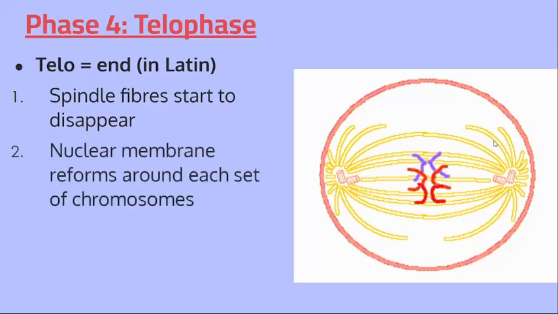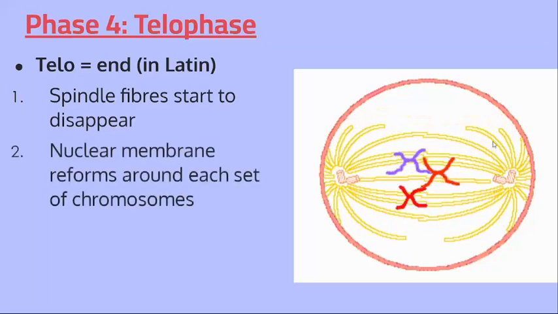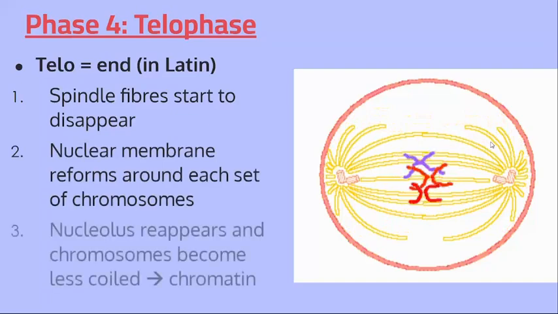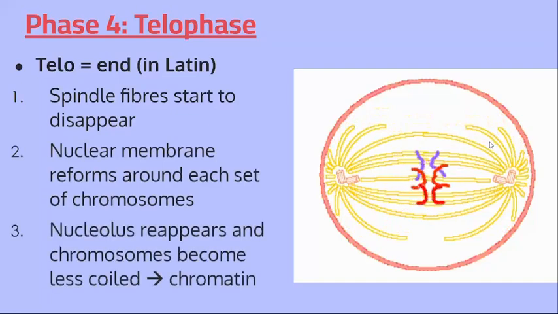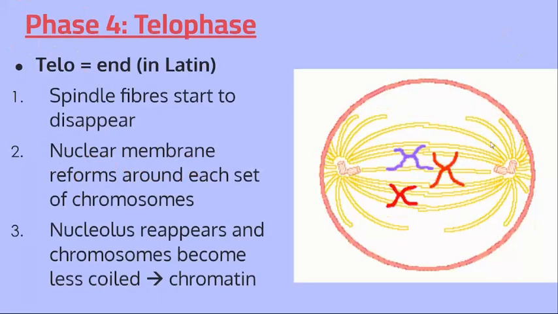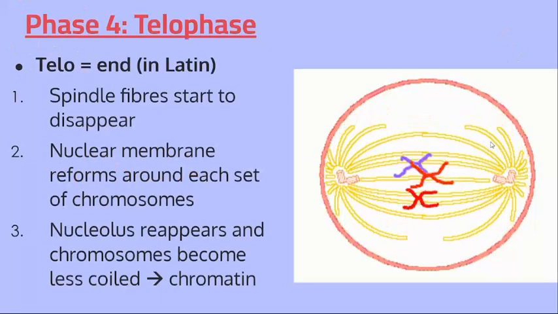The nuclear membrane will reform and come back, and it will form around each set of chromosomes. Nucleolus reappears, and chromosome becomes less coiled, so it goes back to chromatin. Now, that was mitosis. That was quick because it was a review. So we're going to look at the idea of meiosis.